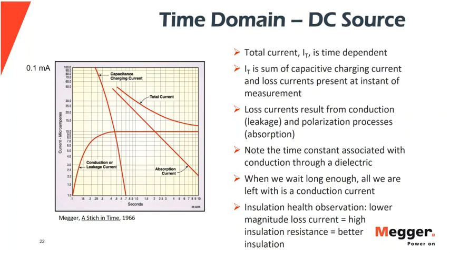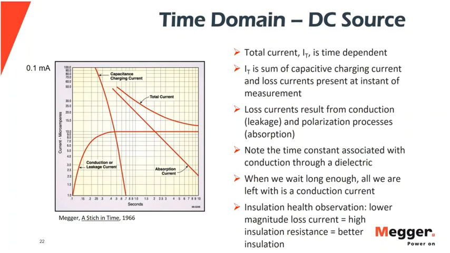Total current through the insulation is time dependent, as you can see, and of course it's equal to the sum of all currents present at the instant of its measurement. So in fact, the plan is to next talk about each of these 3 subcomponents of the total current separately.